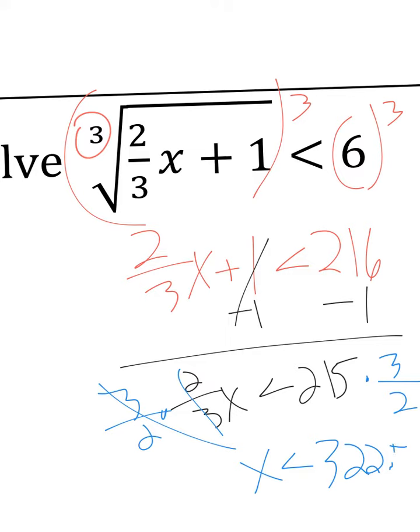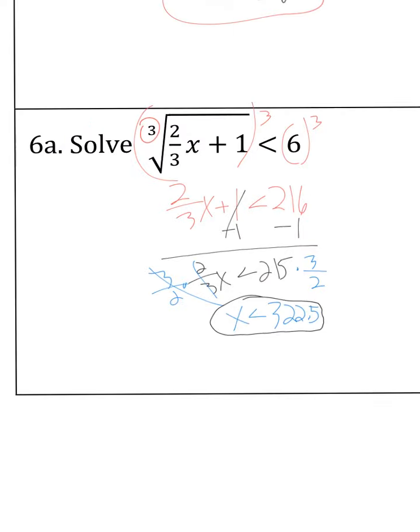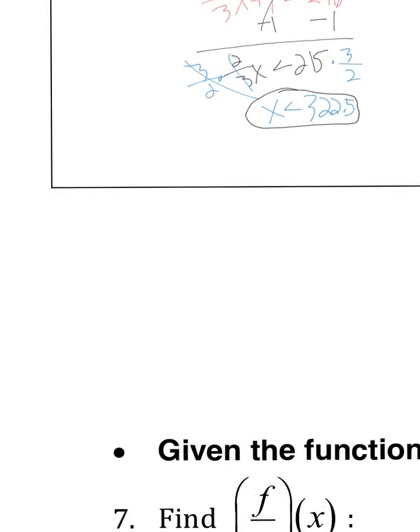And I'll get 322.5. And like I said, I know it's less than, and so that would encompass negative numbers, but you can take the cube root of negative numbers. We covered this in the 6.4 notes, so if you want to see some more examples, just check out those videos, okay? But that's done for 6a.